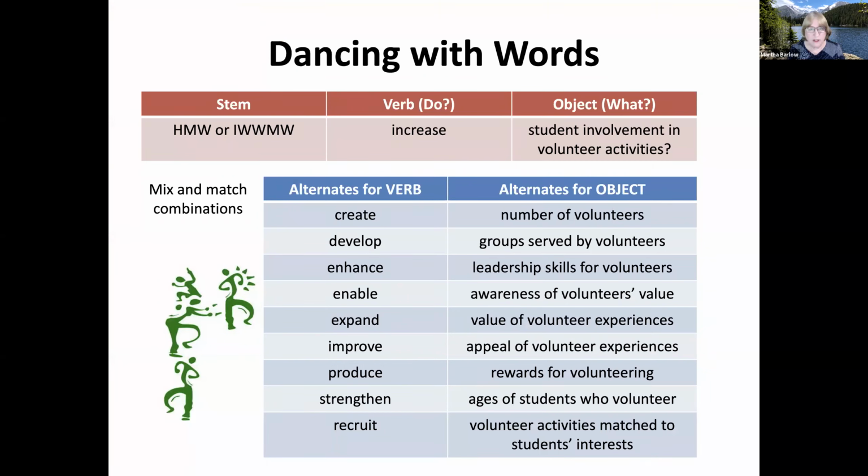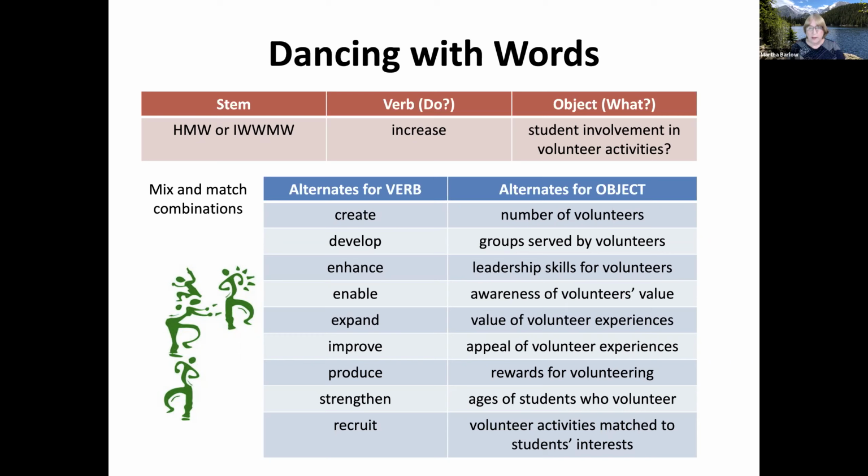First, let's look for alternatives for increase. Now, these two columns are separate. You're not trying to match them across at first. So some alternatives for the verb would be create, develop, enhance, enable, expand, and so forth. Some alternatives for student involvement in volunteer activities could be number of volunteers, the groups served, leadership skills, ages of the students, that kind of thing.